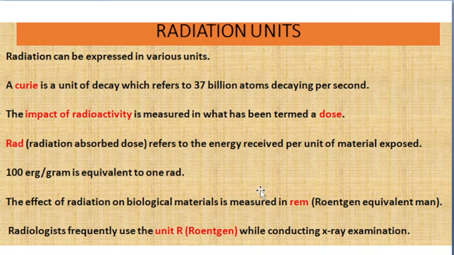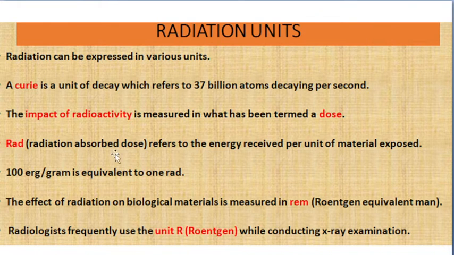Then there are some units for radiation. Radiation can be expressed in various units, for example Curie, rad, rem, Roentgen. A Curie is a unit of decay which refers to 37 billion atoms decaying per second.